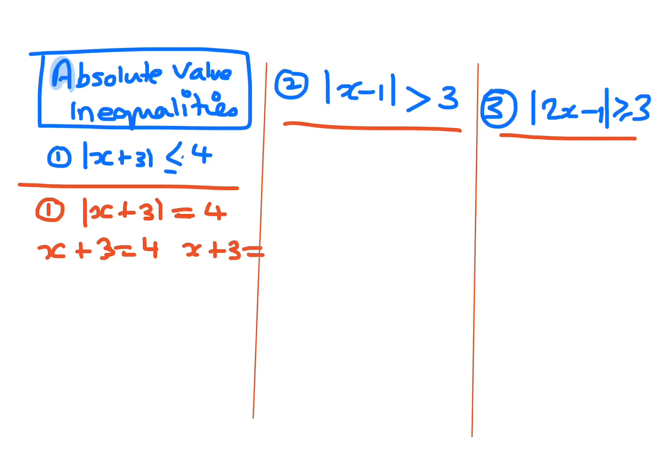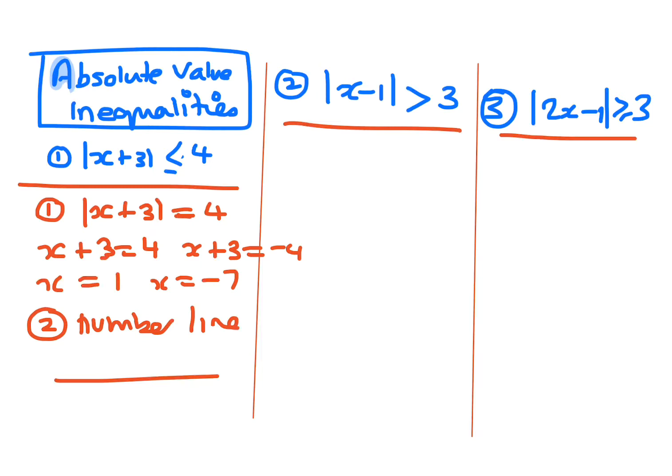x plus 3 equals minus 4. So you go ahead and solve it, and you get x is 1 and x is minus 7. The second step is you put it onto a number line. That's going to be minus 7, 0 and 1. Because it has an equal sign here, that means we are able to colour in the circles at 1 and at minus 7.